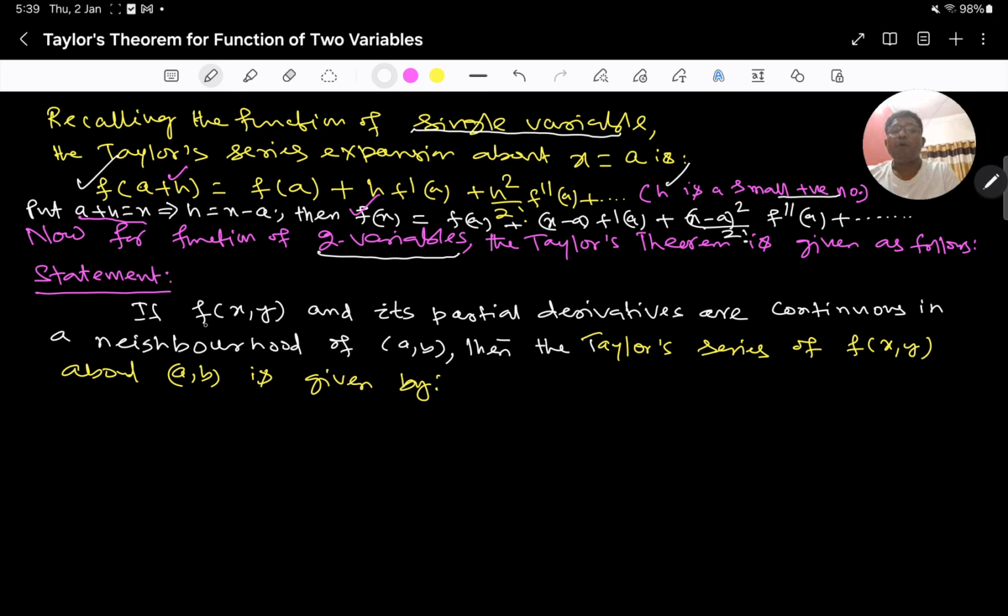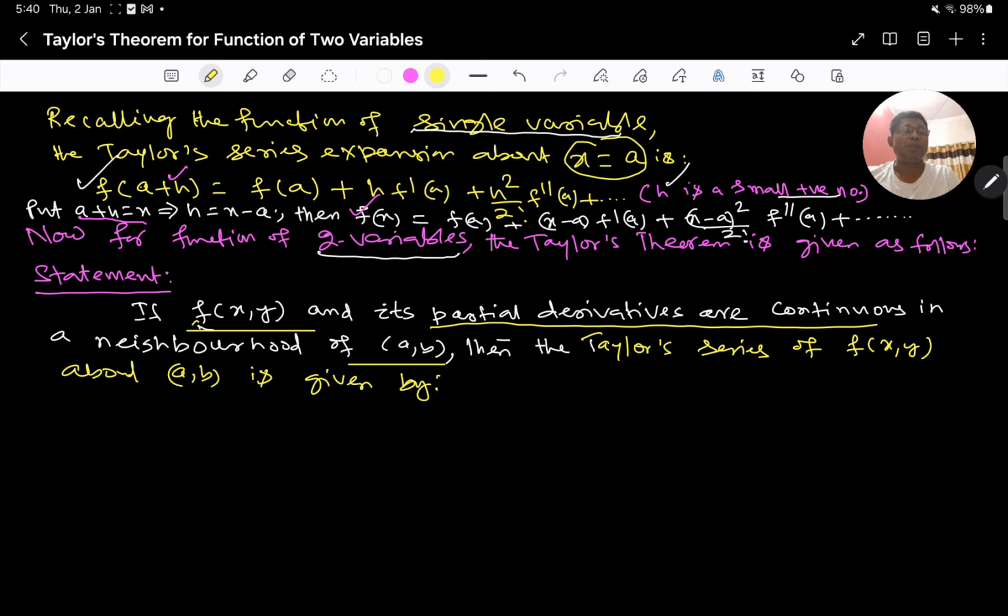Now, if f of x y is a function of two variables, and the partial derivatives are continuous, it means f x exists, f y exists, f x x exists, f x y exists, and so on. So the partial derivatives are continuous. That means the partial derivatives exist in a neighborhood of (a, b), as in the previous single variable case in the neighborhood of a.